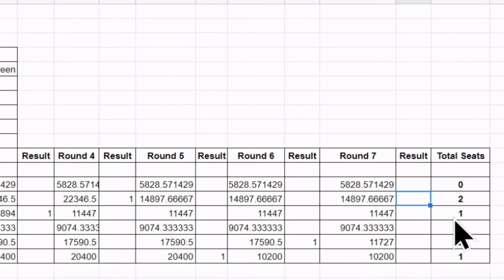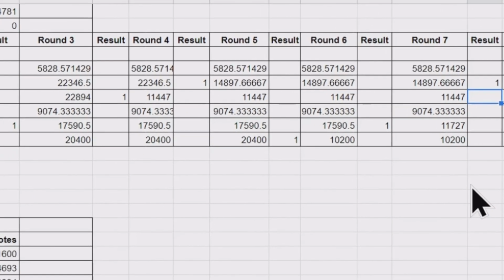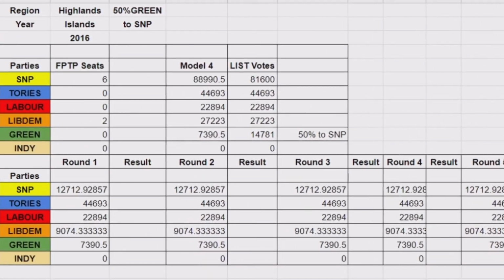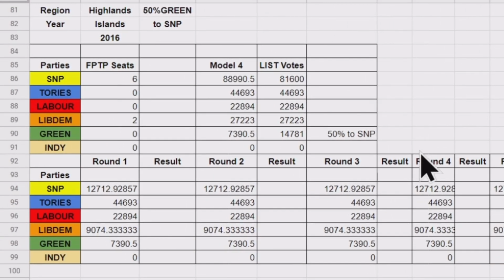Okay, so let's go to the last one and see who got the last one in there. Looks like it's going to be the Tories again, and boom, there we go. So again, it's 4 Unionist seats against the 3 Indie seats. Okay, last model here is 50% of the Green votes going to the SNP, and we will see where that will take us.